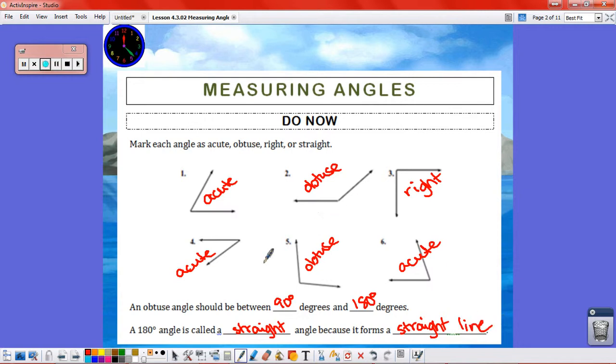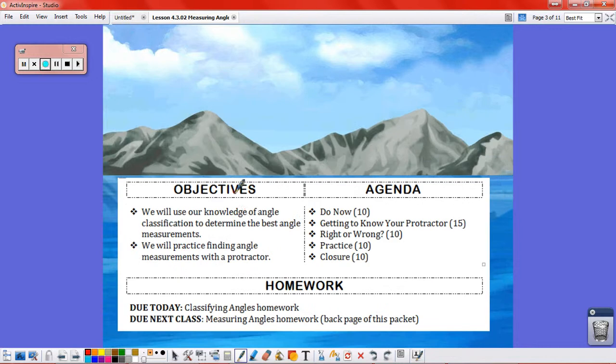And like I said, this one is naturally what we're doing today. We're using our knowledge of angle classification to determine the best angle measurements. And we're practicing finding angle measurements with a protractor. Kids turn in their homework from the first lesson, and they do have one tonight.